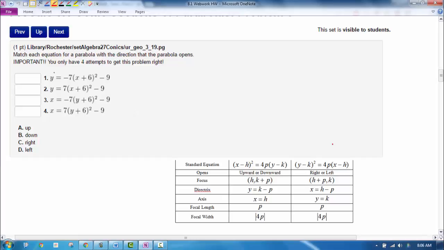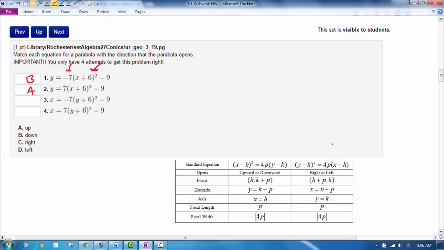Okay, the next problem wants to know which way these open: up, down, left, or right. This is our regular parabola. It's actually in vertex form, which we're used to. And because a is negative, we know that opens down. So that's going to be B. This is our regular parabola that's been shifted 6 units left and 9 units down. But that opens up. So that'd be A.